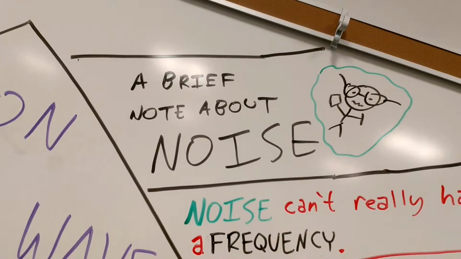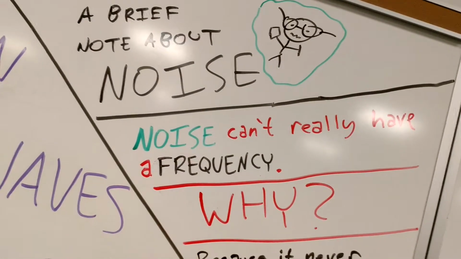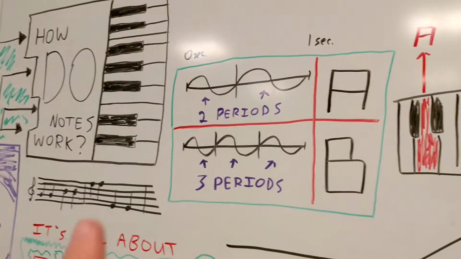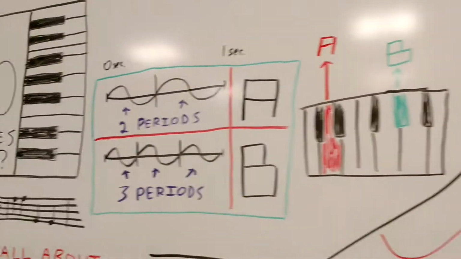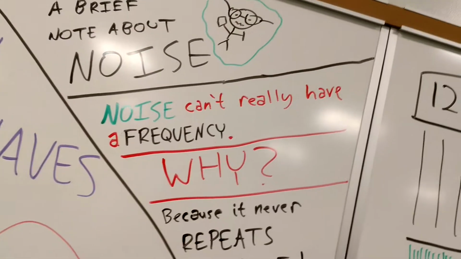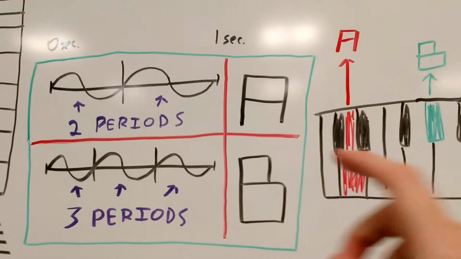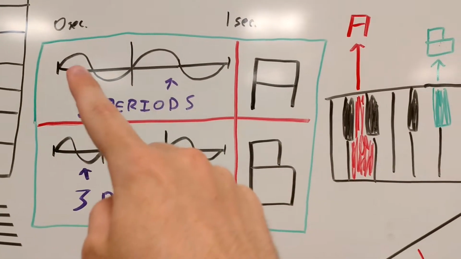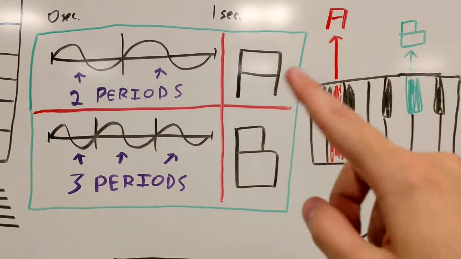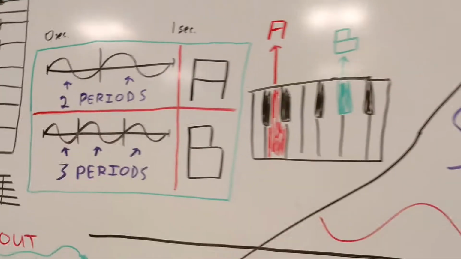A brief note about noise. Noise can't really have a frequency. So frequency is right there. You can't really have a frequency on noise, which means you can't really have a note on a piano with noise. Why? Because it never repeats itself. How could I have a note on the piano if this never repeats itself? All the notes would sound the same with noise. So that was interesting.